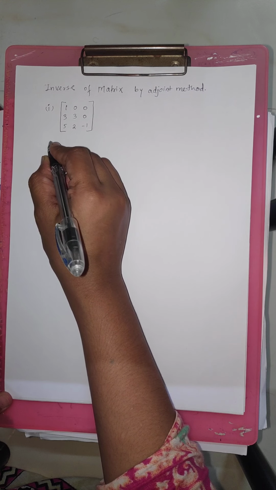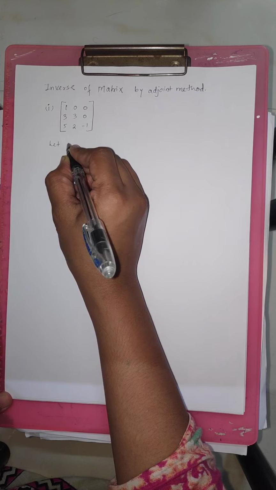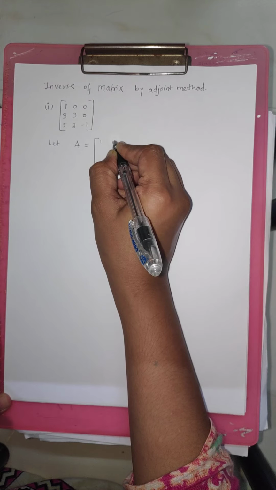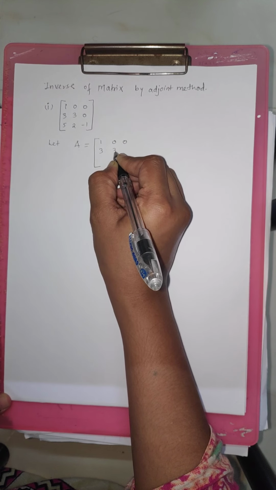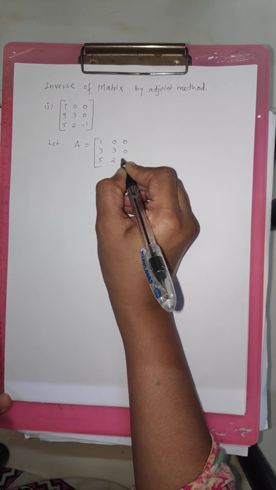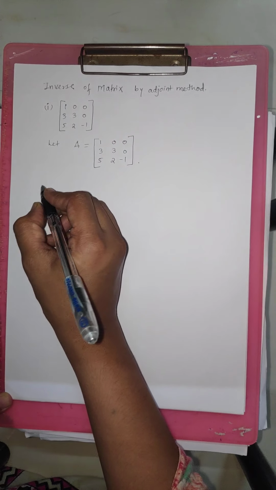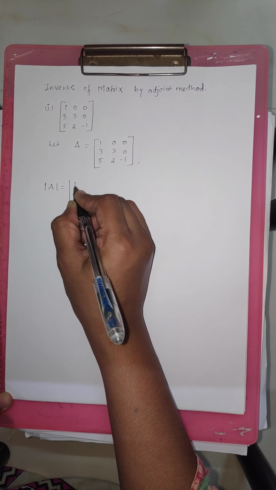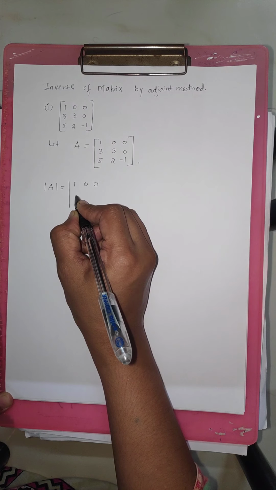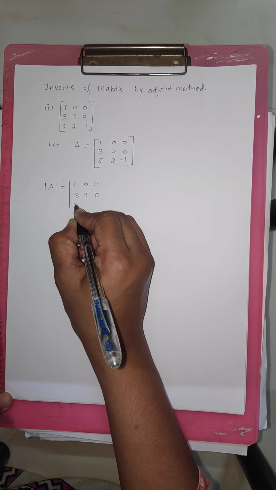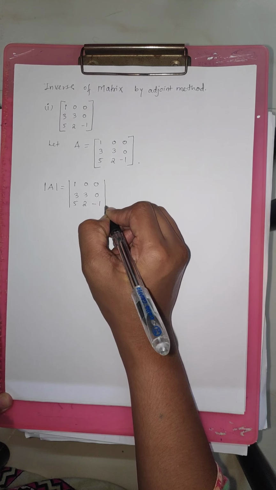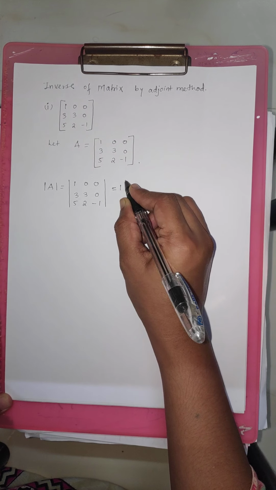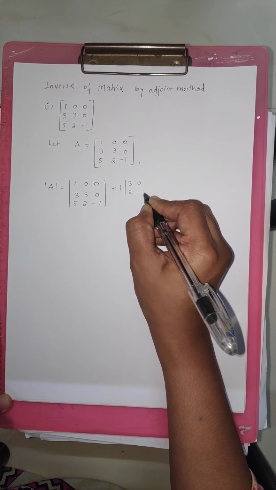First of all, what you have to write: let this matrix be A. Matrix A is [1 0 0; 3 3 0; 5 2 -1]. Now you have to find the determinant of matrix A. Determinant of A, [1 0 0; 3 3 0; 5 2 -1]. So we will find the determinant of it: 1 times the determinant [3 0; 2 -1].